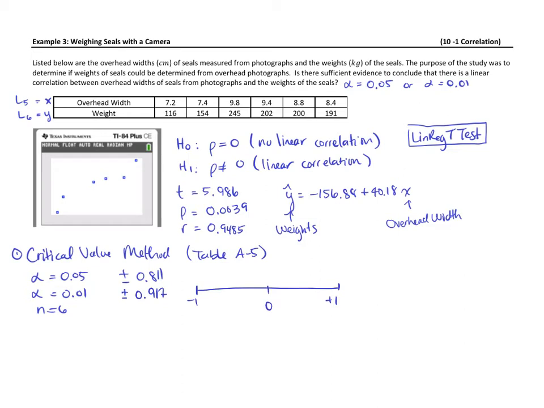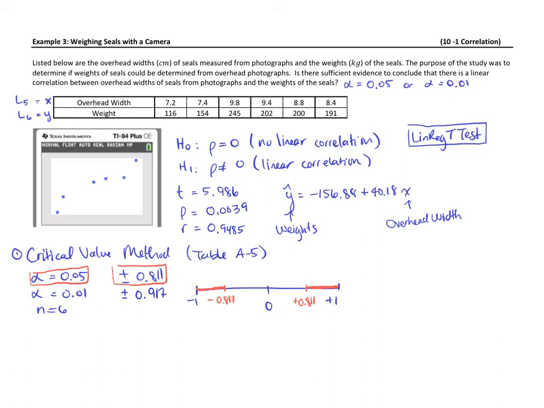So I'm going to use red here to mark the critical value for significance level of 0.05. That is approximately -0.811, and this is +0.811. So this red shaded region on the right and this red shaded region on the left represents our critical region. If our R value falls between +0.811 and +1, or -1 and -0.811, then we would reject the null hypothesis.